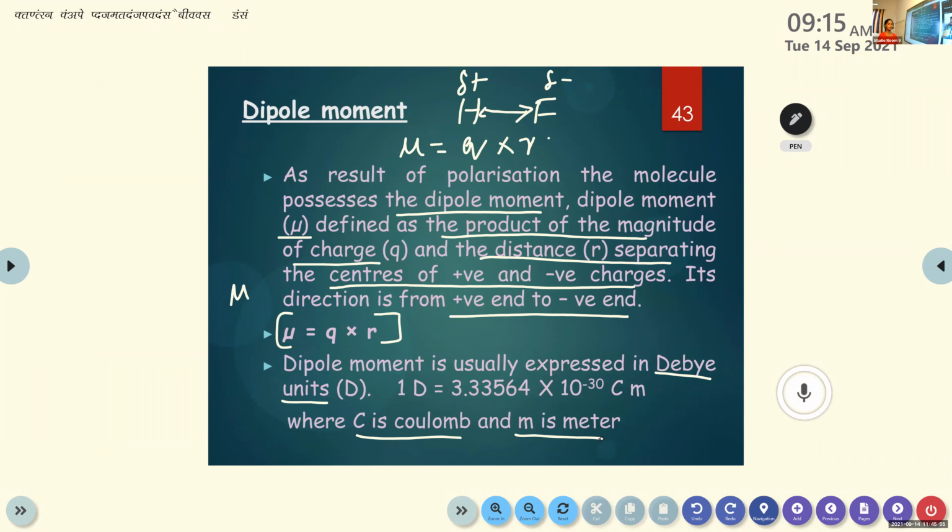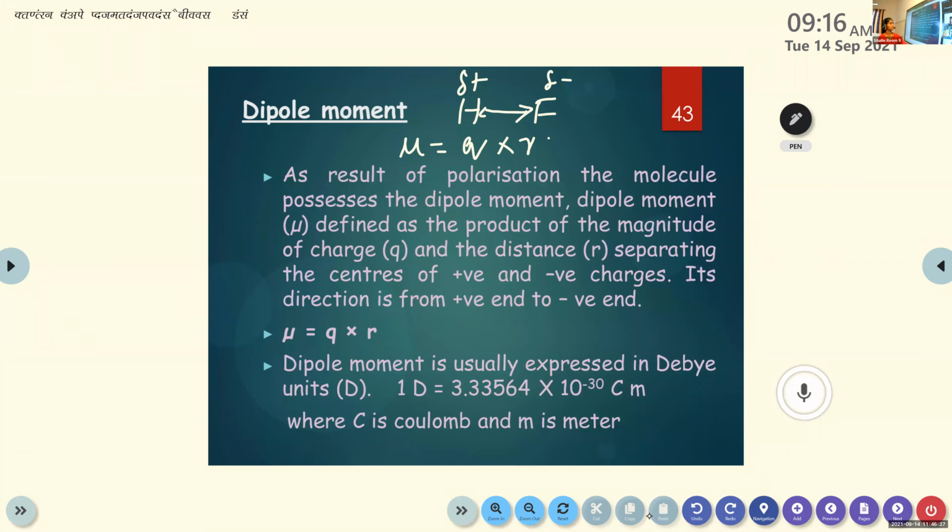Okay, and this dipole moment is usually expressed in Debye units, and its symbol is capital D. And 1 D, that is 1 Debye, is equal to 3.33564 into 10 raised to minus 30 coulomb meter. The symbol of coulomb is capital C, and meter is M. This is the conversion of Debye unit into coulomb meter. So that's about dipole moment.